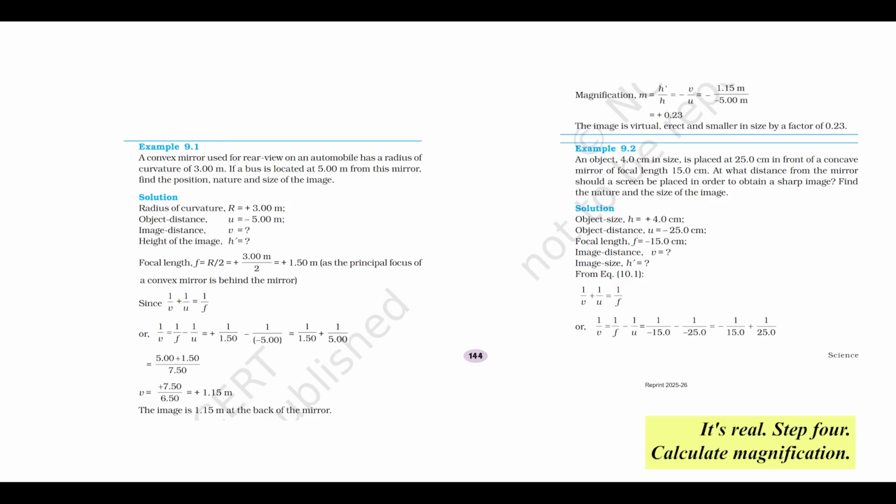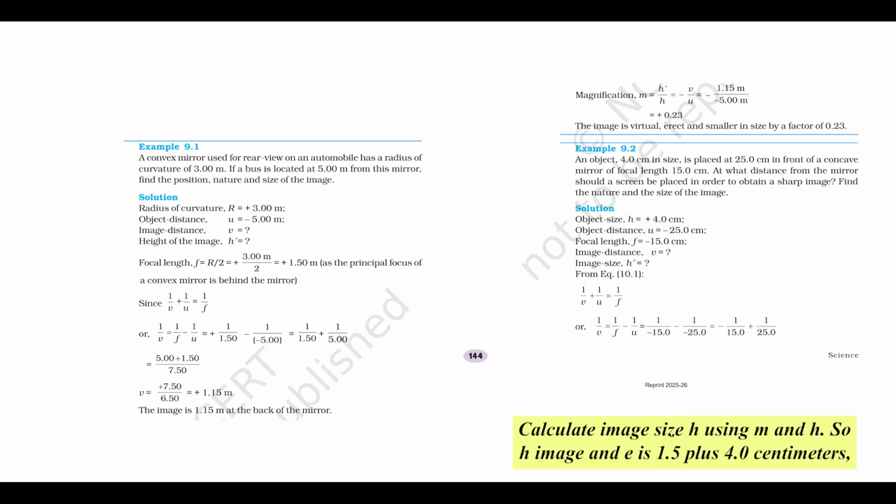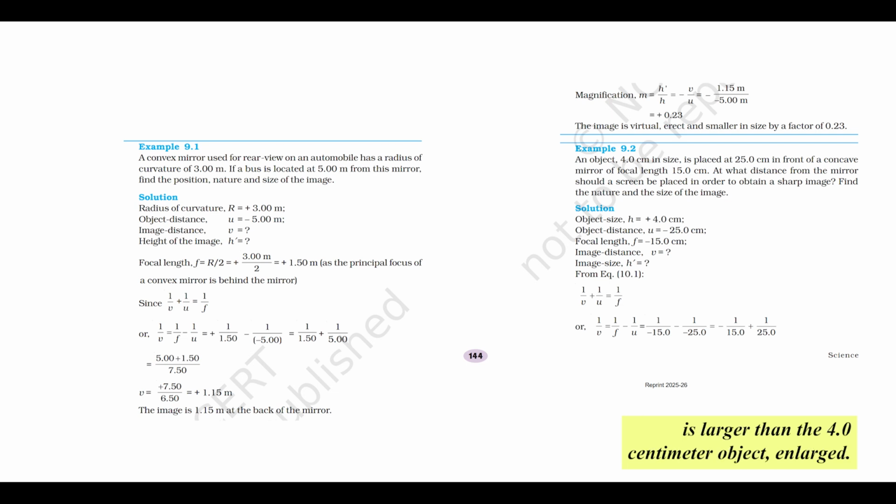It's real. Step 4, calculate magnification. m equals minus v/u, with v at minus 37.5 centimeters and u at minus 25.0 centimeters. m equals minus (minus 37.5)/(minus 25.0), equals minus 1.5. Negative m confirms real and inverted, and magnitude 1.5 is greater than 1, so it's enlarged. Excellent. Step 5, calculate image size h'. Using m equals h'/h, so h' equals minus 1.5 times plus 4.0 centimeters, equals minus 6.0 centimeters. The minus confirms inverted. Size is 6.0 centimeters, which is larger than the 4.0 centimeter object. Enlarged. Checks out. Perfect. Step 6, state clearly. Screen at 37.5 centimeters in front. Image is real, inverted, enlarged, 6.0 centimeters tall. Wow, okay.